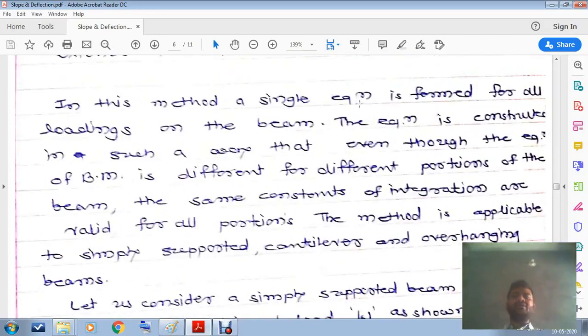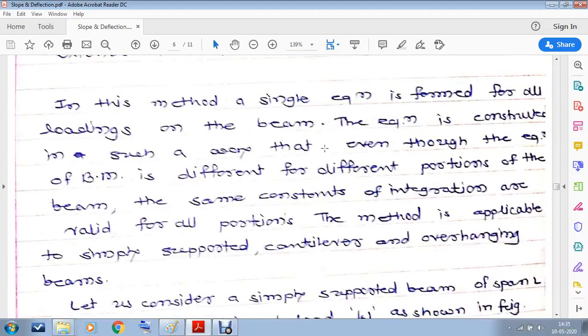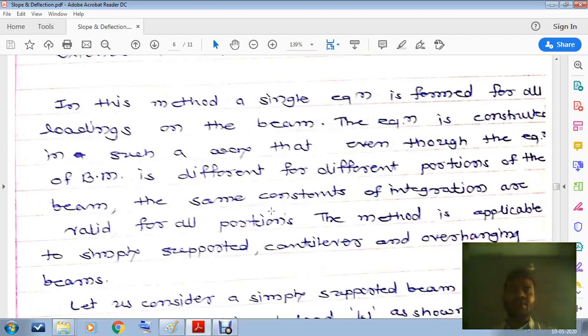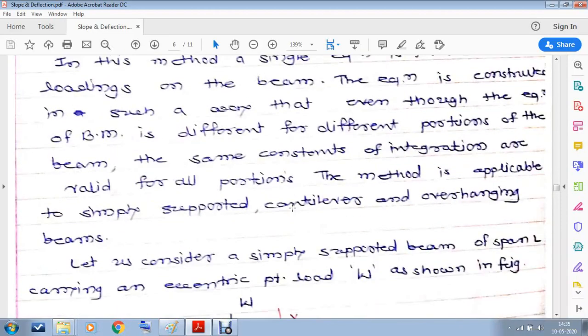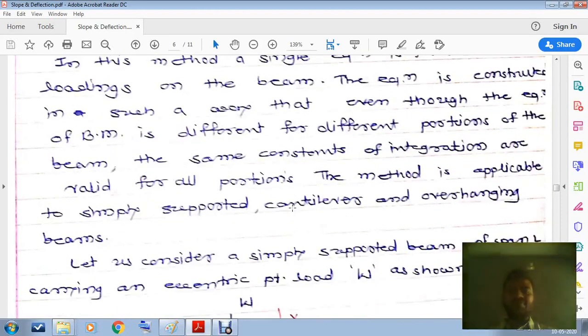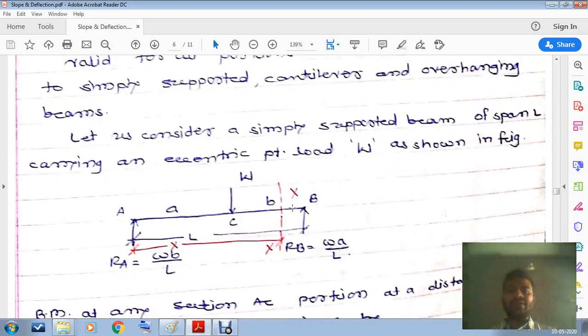Again, in this method a single equation is formed for all loadings on the beam. The equation is constructed in such a way that even though the equation of bending moment is different for different portions of the beam, the same constants of integration are valid for all portions. The method is applicable to simply supported, cantilever and overhanging beams.